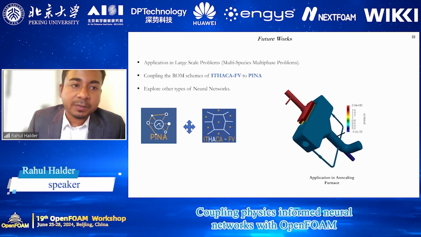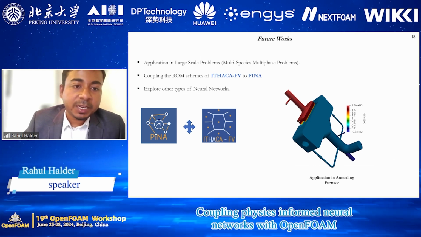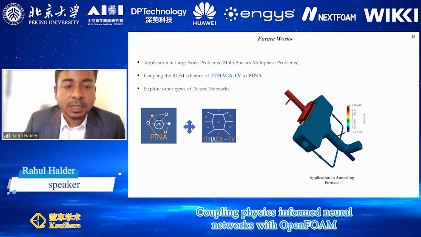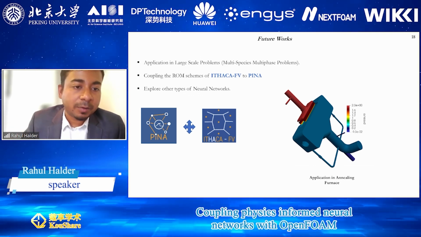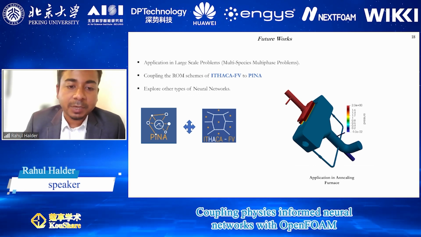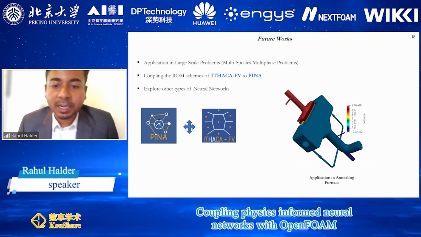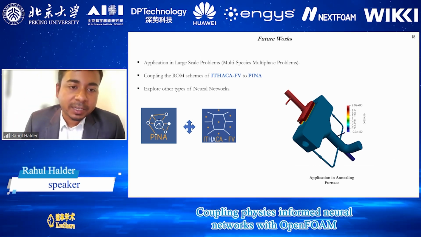And this is my future work. We are coupling EtherCAB with PINA. EtherCAB already has projection-based reduced order models, and our next objective is to couple them with physics-informed neural networks and explore different types of neural networks. In future, we will apply them to large-scale applications like multi-physics and multi-species problems, such as an annealing furnace.